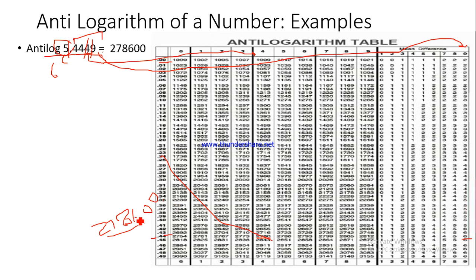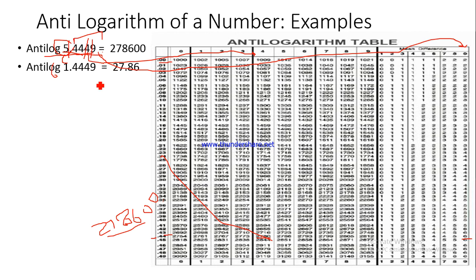Is this understood? Don't make silly mistakes. Some of the students, I find, make this mistake: rather than looking for 4 in the row of 44, they start looking for 4 in the row of 54. This is not to be done. That is why I said in the first step, separate the characteristic from the mantissa, and then only worry about the mantissa to find out the value from the anti-log table. Now let us have a look at the other questions.